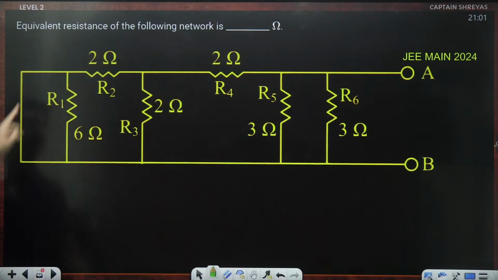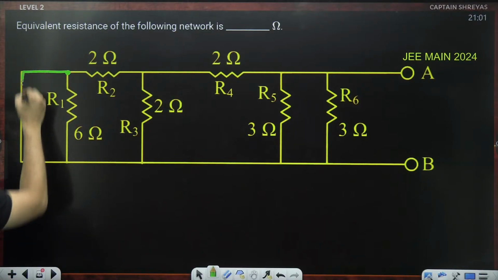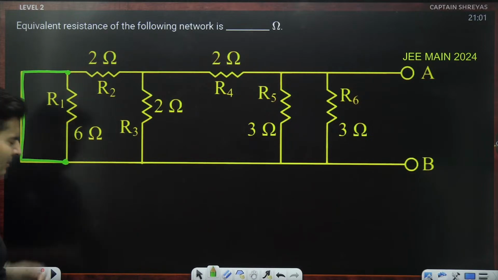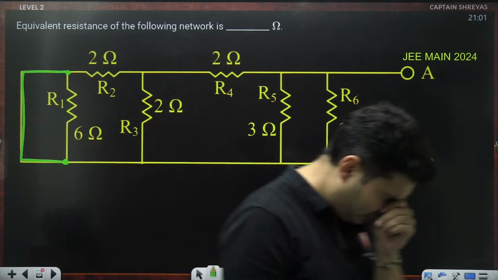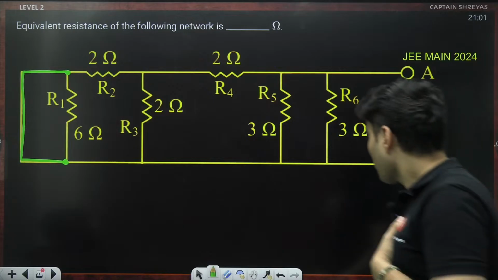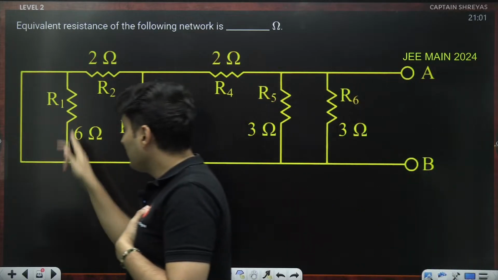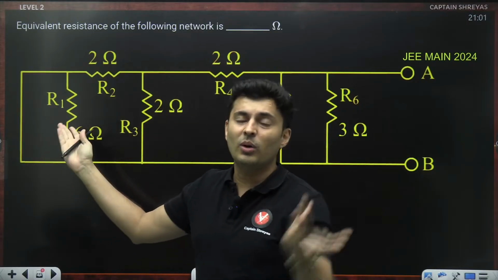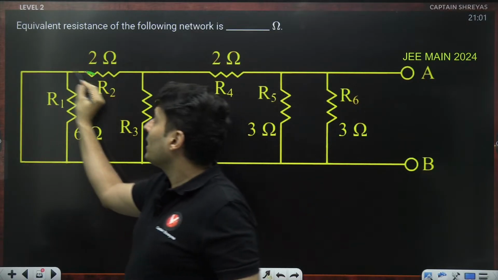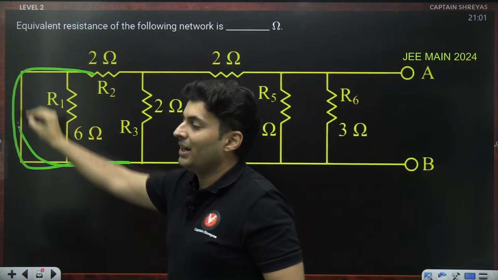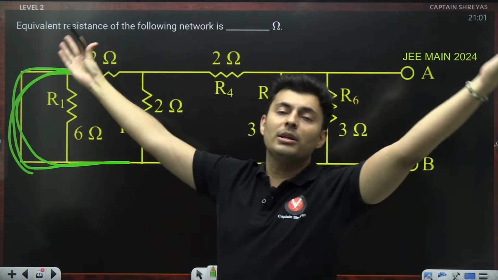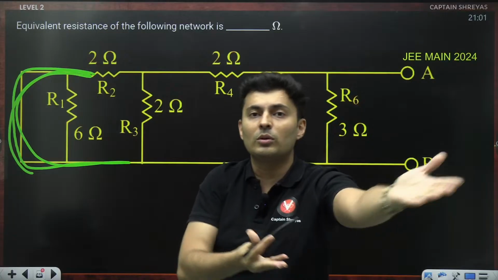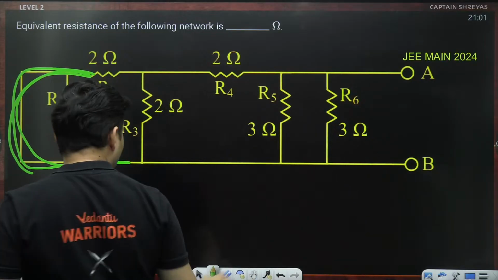I can immediately see that this point is connected to this point via a wire. My bad. It is connected via wire. That means it is shorted. This resistance is useless, a waste. What is the use of this resistance? All the current will go via this bypass, via this pure wire. The wire is telling, I am not giving you any resistance. You come through me, flow through me. So this resistance is completely useless.